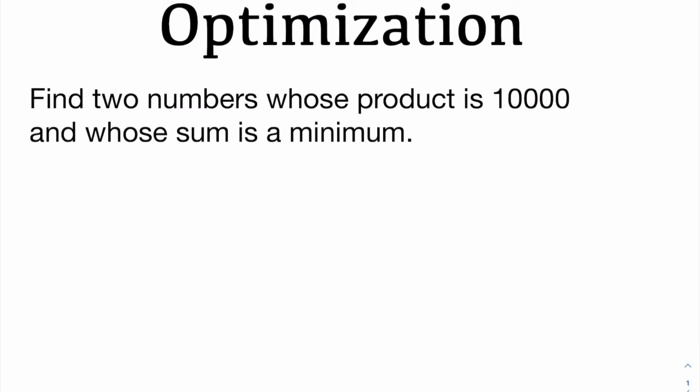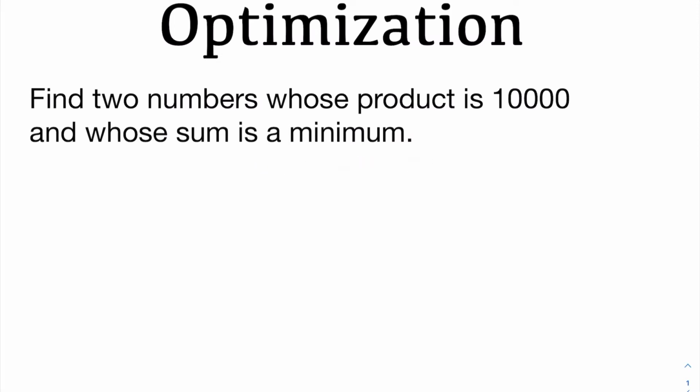In today's lesson, we're going to be looking at optimization. For the following problem, starting off this idea of optimization, we have two numbers whose product is 10,000 and whose sum we want to be a minimum. Obviously, there's a lot of different combinations of numbers whose product is 10,000, but we want to find those numbers where the sum of those numbers is a minimum.